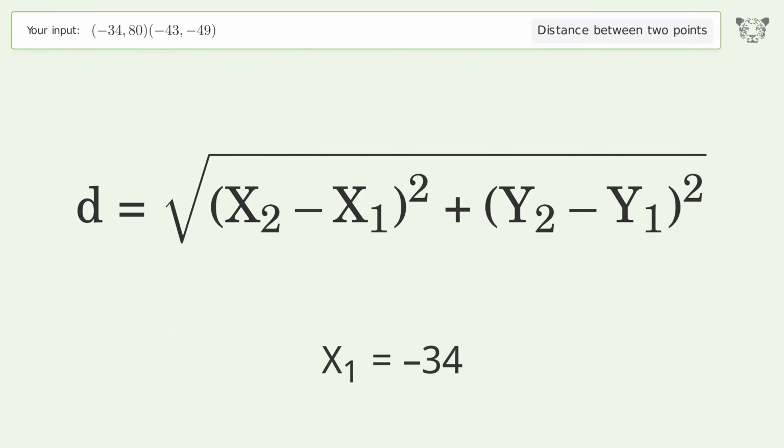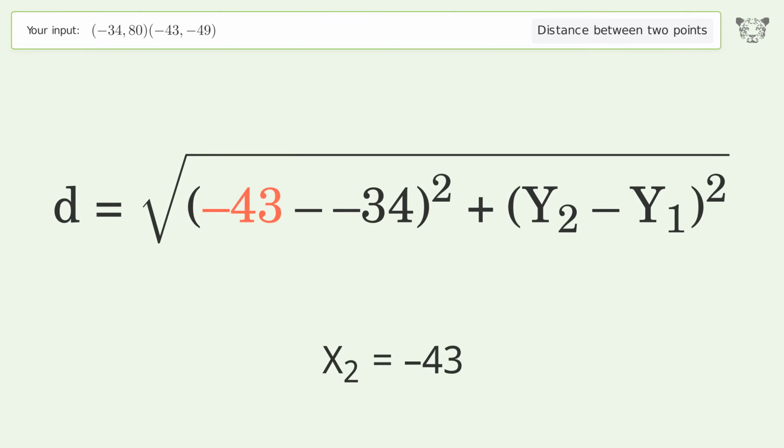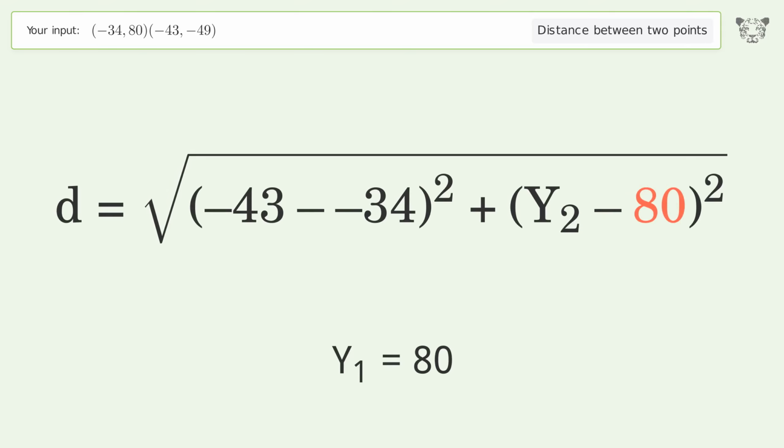x1 equals -34. x2 equals -43. y1 equals 80. y2 equals -49.